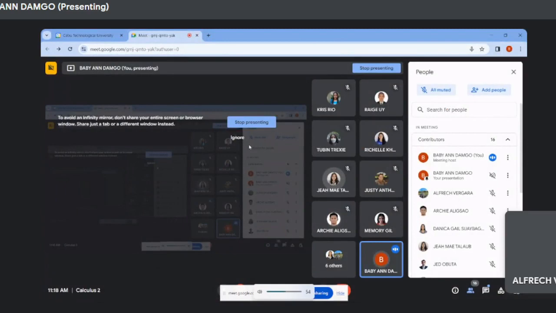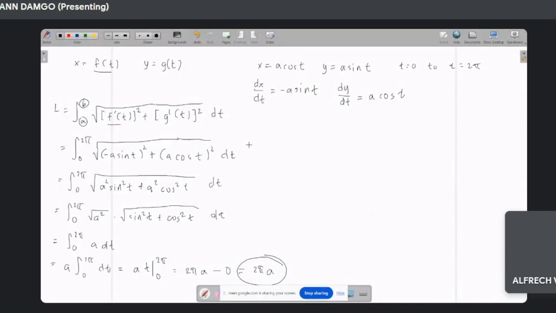Unsa gani ang formula sa circumference sa circle? Class, unsay formula sa circumference sa circle? 2 pi r. Okay, it's 2 pi r, in which kaning ato ang gisolve, ang a diri is the radius.